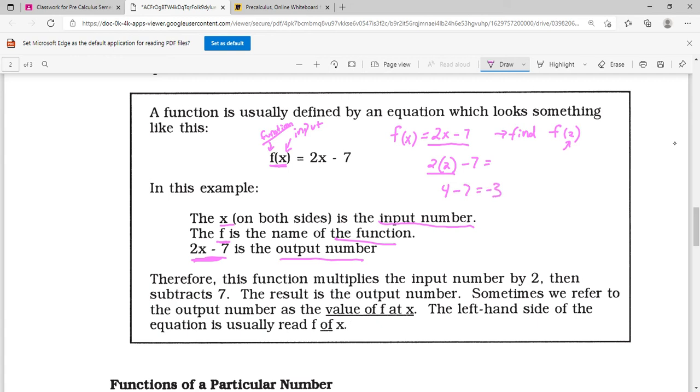You could do any number in there. Let's say we needed to find f of 4. So we would say 2 times x, where x is going to be 4, minus 7. 2 times 4, whoops, that's supposed to be a 7.